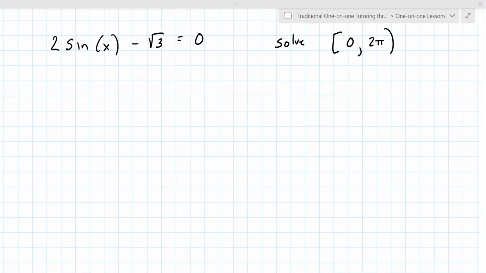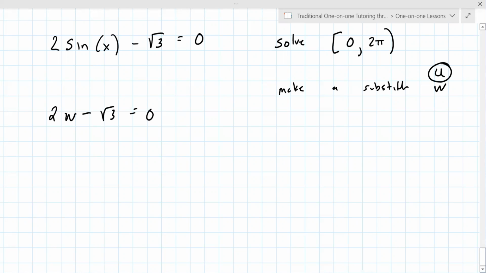If I'm thinking correctly, instead of sine, you put W. Yeah, so you can make a substitution. Now, did your instructor say to use W or U? W. Wow, that's weird. Okay, 2W minus the square root of 3 equals 0. So U is the most common substitution in math. That's why I have no idea why they're using W, but we'll use it. All right. Well, you can ask in class why you don't use U.